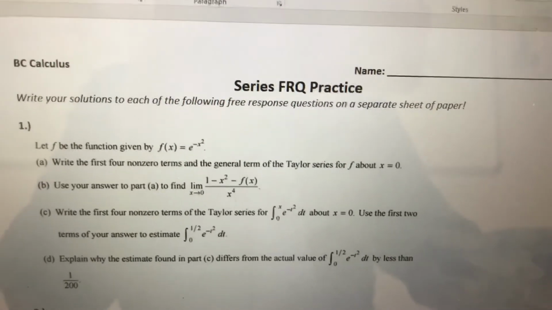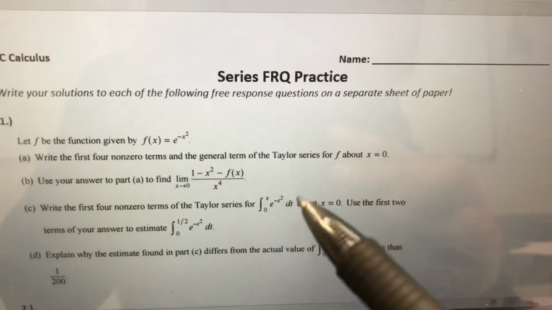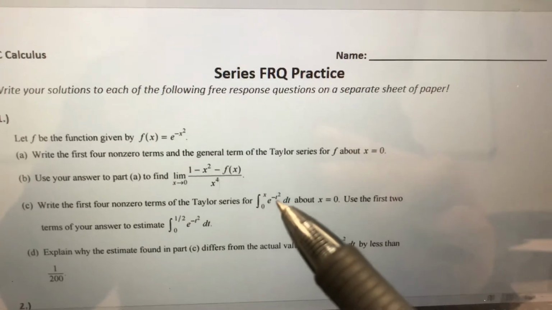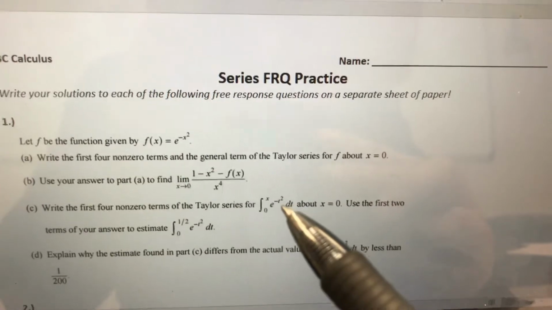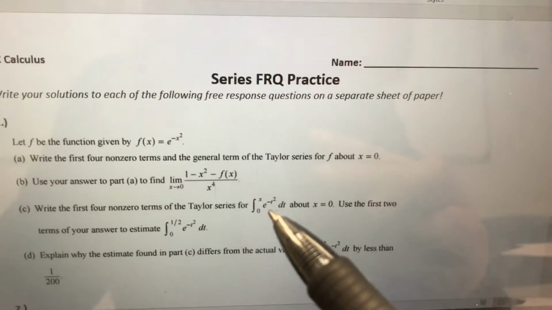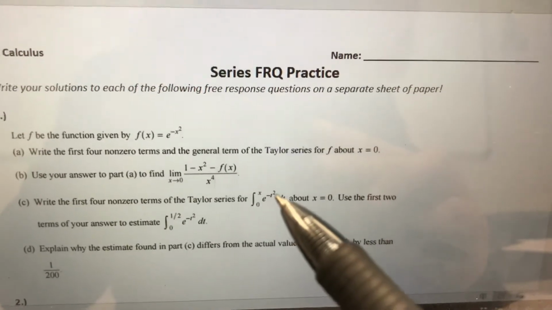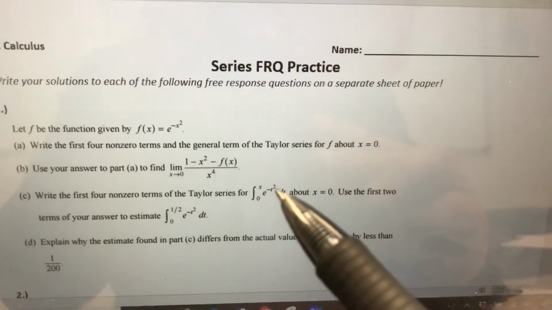So the whole point here is we can't take the integral of e to the negative t squared because the derivative of the inside function is negative 2t and you don't have a t outside here. However, if you write the series, it's going to be written as a polynomial. And because it's written as a polynomial, you will be able to take the integral.